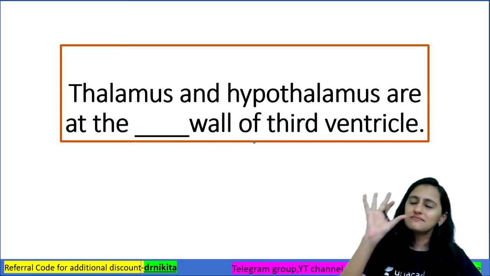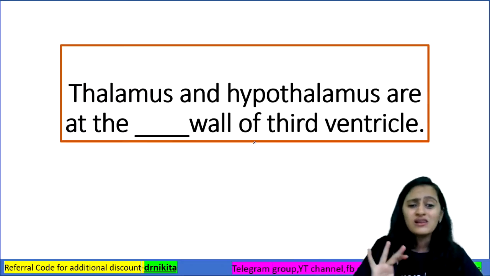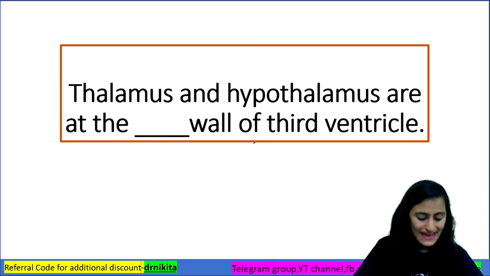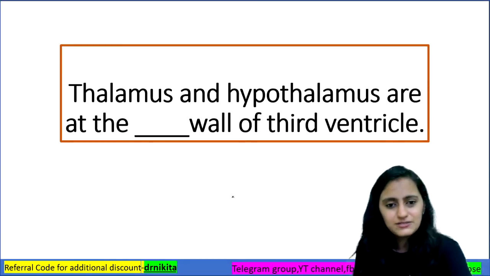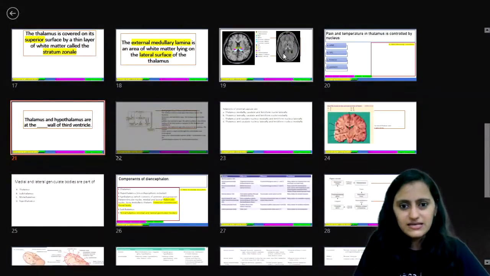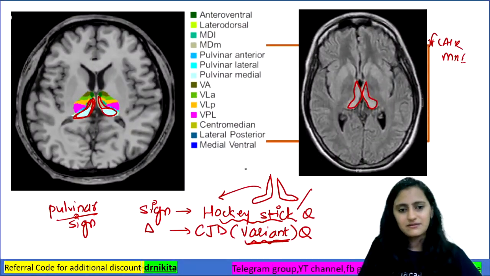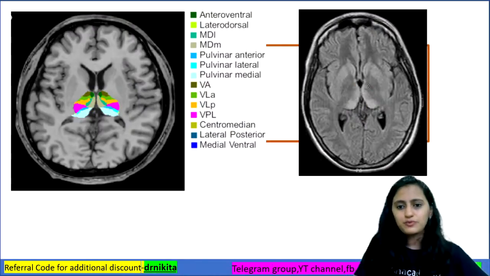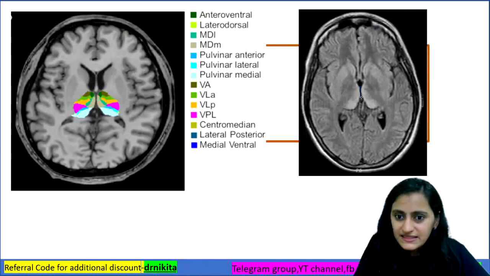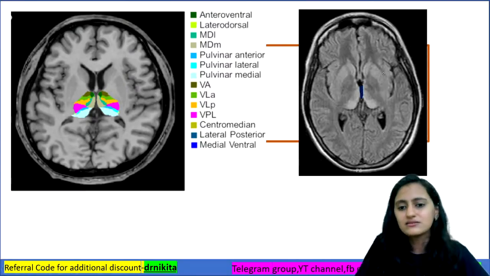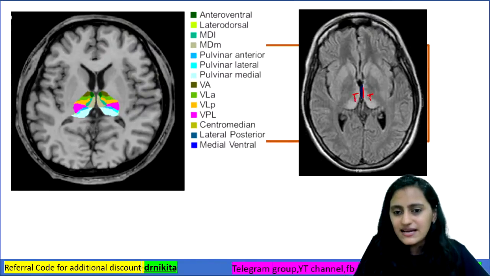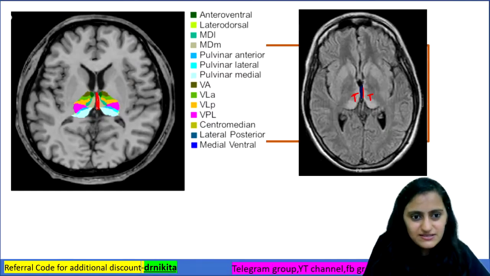If you have the image in your mind, anatomy is all about images. You don't have to mug up anything at all. So if I go back to the image where we saw the thalamus, let us see this image. Now in this image, where do you see the third ventricle? The slit-like structure in between, that is the third ventricle. And on either side of the third ventricle, you see the thalami. So this slit-like structure is the third ventricle and these are the two thalami.